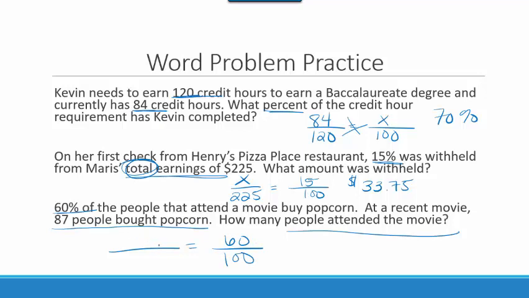You just have to ask yourself, does 87 represent the whole, so the total number of people, or does it just represent part of something? 87 is just the number of people that bought the popcorn. You don't know the total number of people at the movie. So cross multiply in this case, 145 people attended the movie.